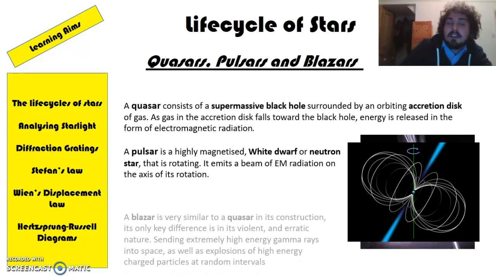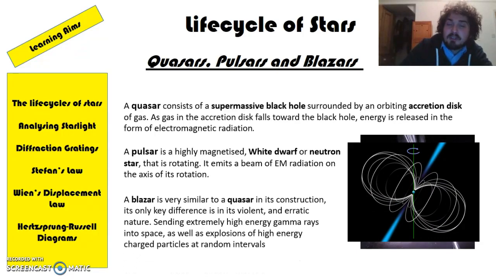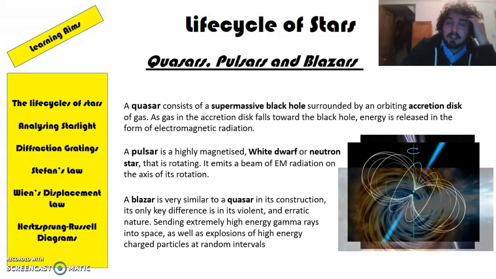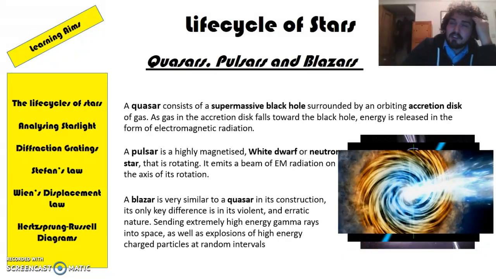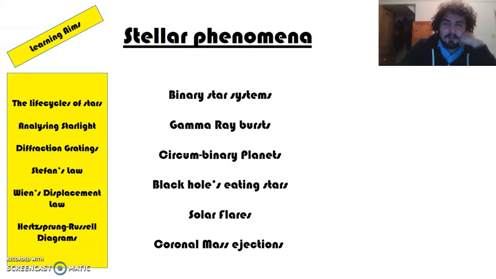Like that. And a blazar, very similar to a quasar, only the key difference is it's more violent and more erratic. It sends extremely high energy gamma rays into space, as well as explosions of really high energy charged particles. There's no real distinction between it and a quasar, other than it's just a really violent version of it. And there's a picture of it. All of these pictures I took myself. I went in my ship.